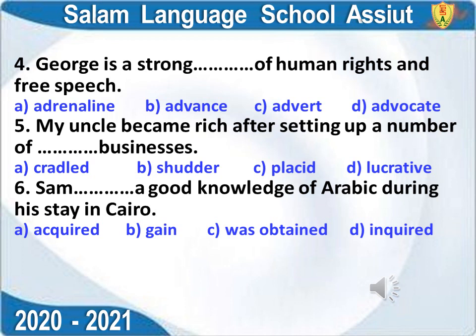Now it's your turn. Read the sentences and decide which answer is correct. Have your time. After less than a minute, we are going to check the answers. Number 4, a strong advocate. Letter D. Number 5, lucrative. Number 6, acquired.